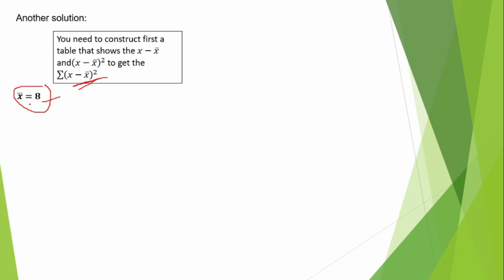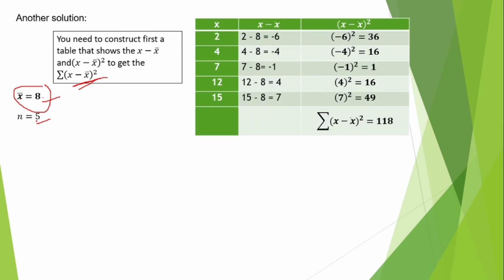Since our mean here in the first solution is 8, and the number of values is equal to 5, here is the table. x represents the number of values. We have 2, 4, 7, 12, and 15.